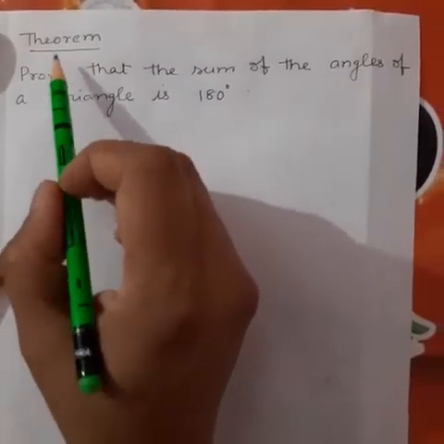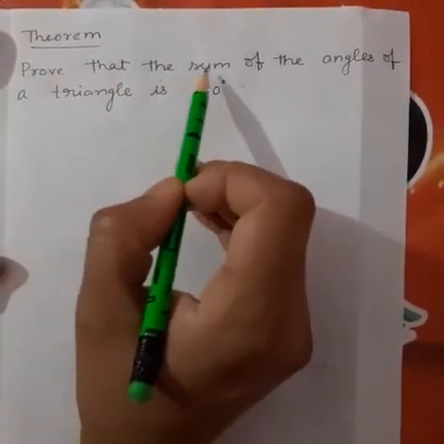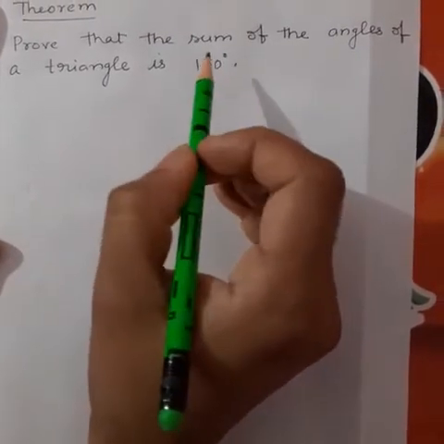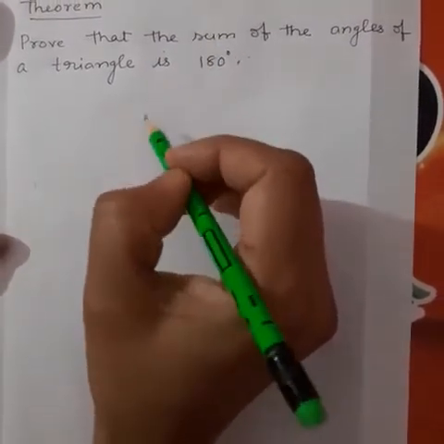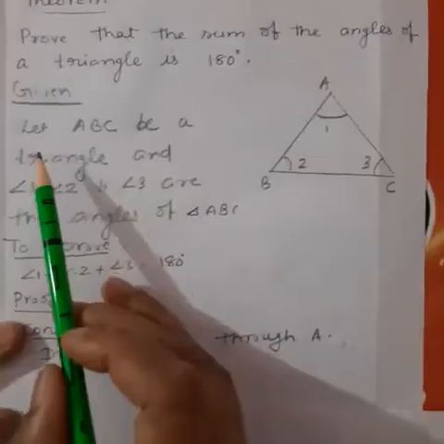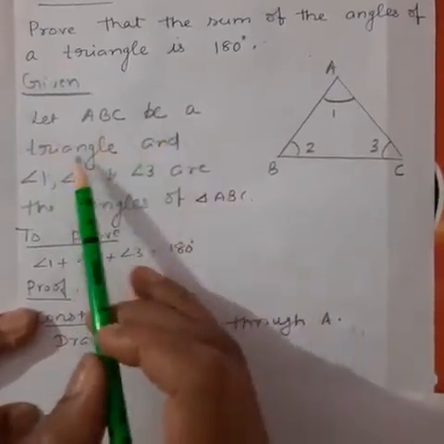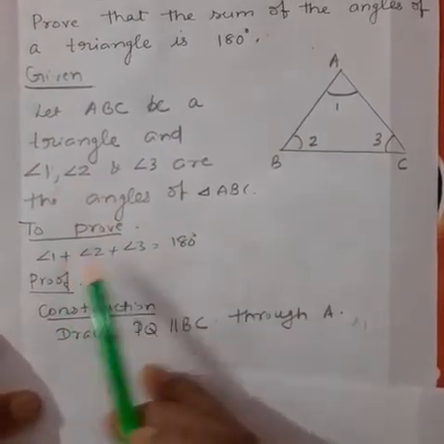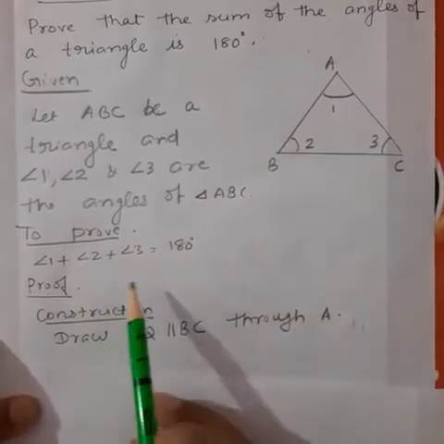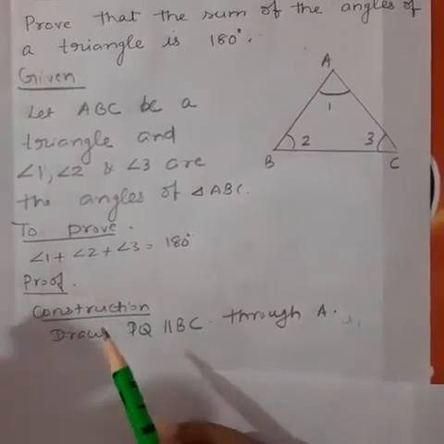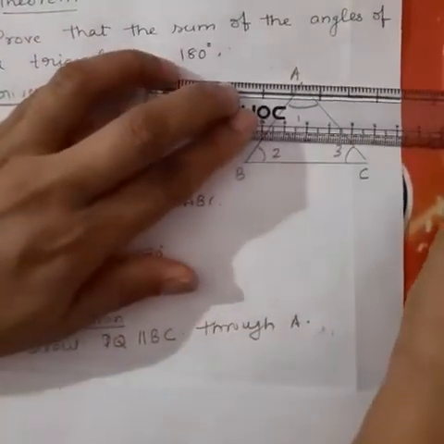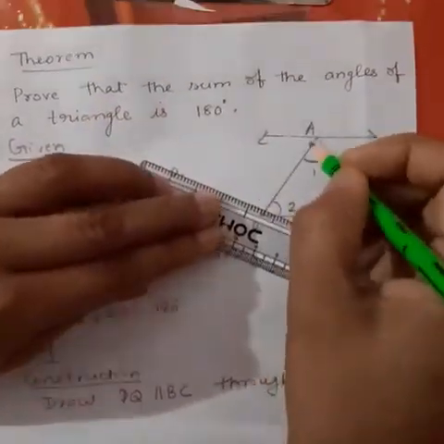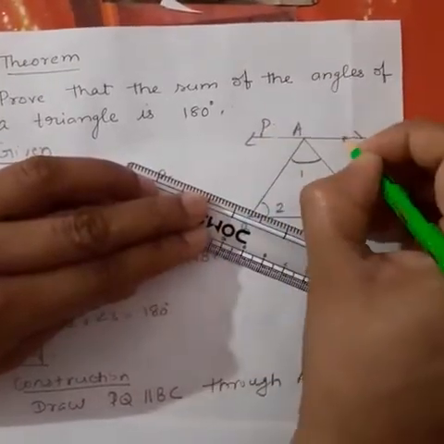Next, let's prove this theorem. Prove that the sum of the angles of a triangle is 180 degrees. If you want to prove a theorem, you have to write given and to prove, and we have to draw the figure. So given, let ABC be a triangle and angles 1, 2 and 3 are angles of triangle ABC. You have to prove angle 1 plus angle 2 plus angle 3 is equal to 180 degrees. Here you have to do one construction. You have to draw a line parallel to BC through A. That is line PQ.